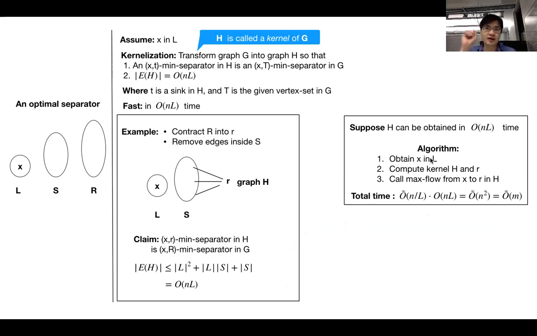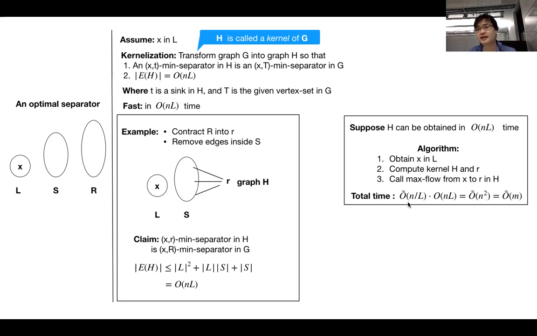If I sample a random vertex, then the probability that that vertex belongs to L is going to be L over N. So I need to sample N over L times in order to get an event where X is in L. And then when X is in L, I can compute the kernel using the above property, and then just call MaxFlow on this kernel. And then I can obtain the minimum cut.